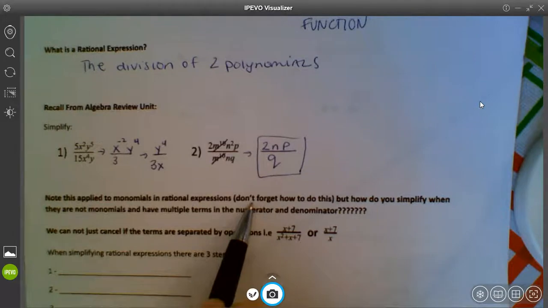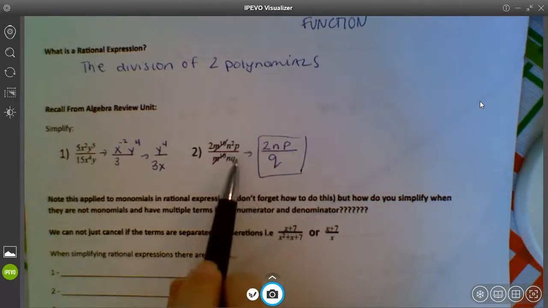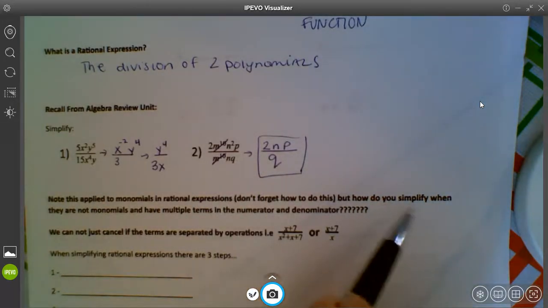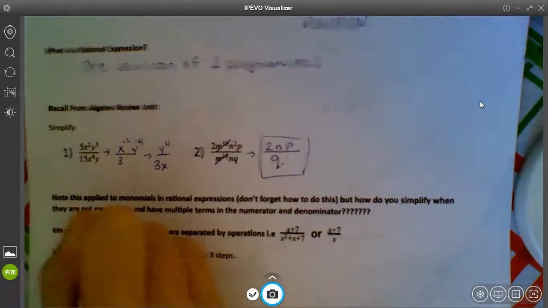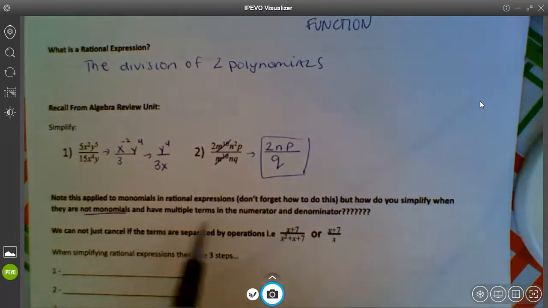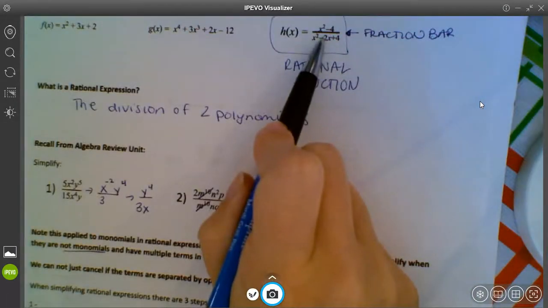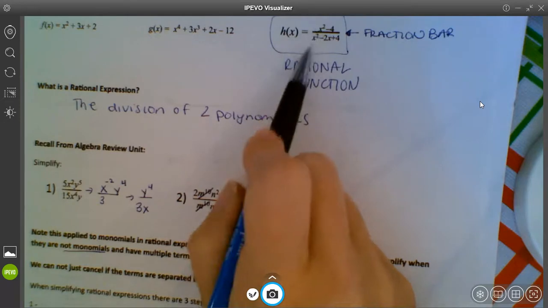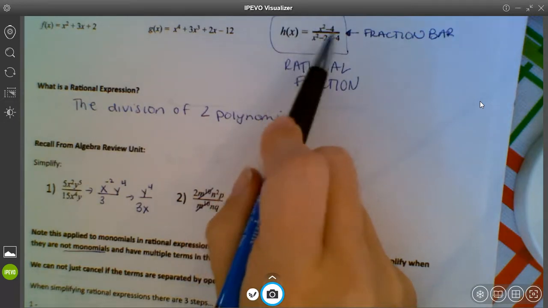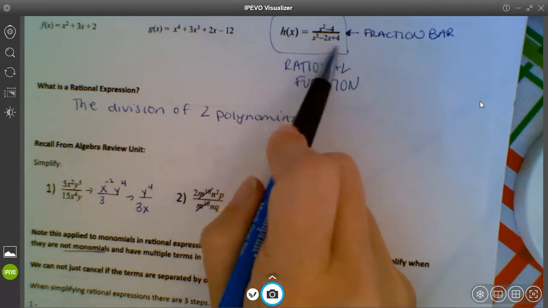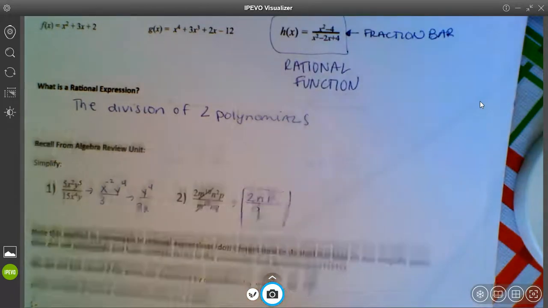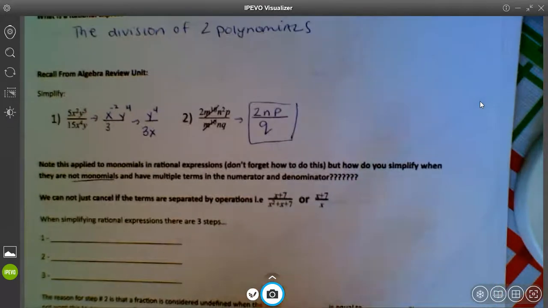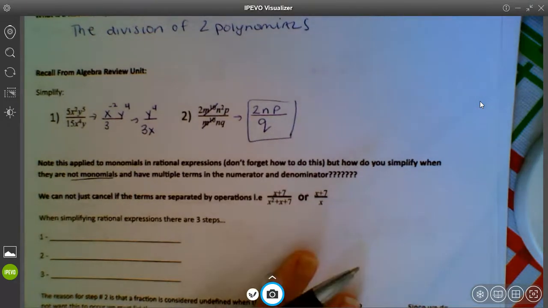But I don't want you to forget how to do these. But this is not how you simplify when they are not monomials and they have multiple terms in the numerator and denominator, like up here. You can't do x squared and cancel x squared because there's multiple terms. So we are going to use this new process when there are multiple terms in the numerator and denominator.